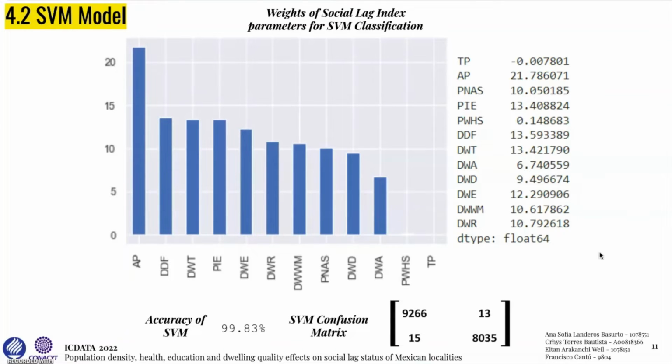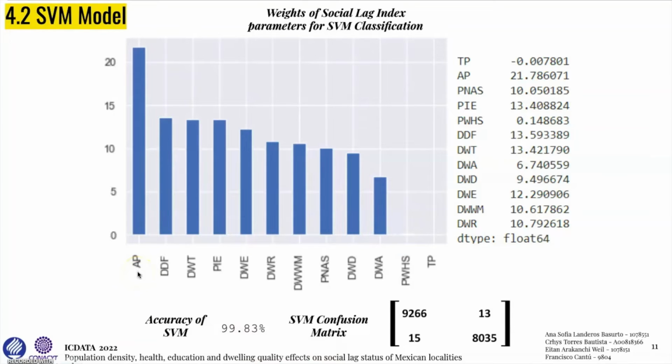So after selecting the SVM model as the best classification model, the weights of the SVM were used to obtain the relevance of each parameter with respect to the social lag status. The greater the weight of a parameter, the greater the importance or contribution it has to predict whether or not there is social lag in the locality. From the weights, we see that most of the variables have adequate relevance with respect to the social lag status. The most relevant feature is AP.